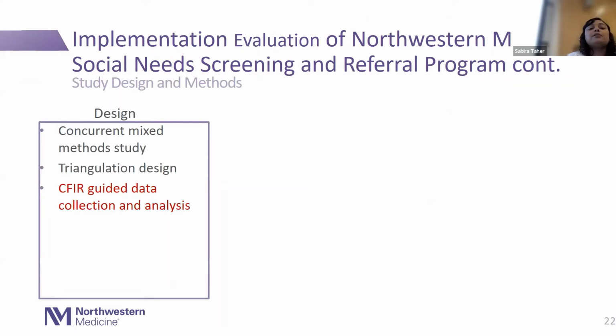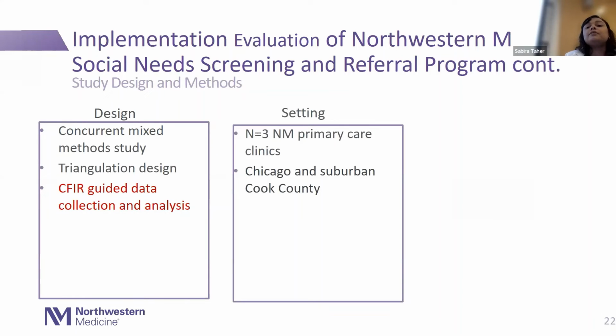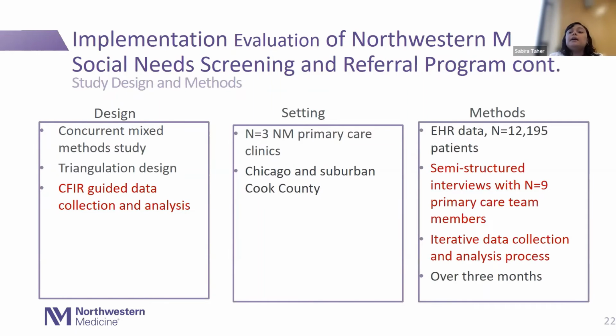So the design was a concurrent mixed methods study. We used a triangulation design where we collected quantitative and qualitative data, and our qualitative data validated our quantitative results. CFIR guided data collection and analysis. The setting was 3 Northwestern Medicine primary care clinics in Chicago and suburban Cook County. And we utilized EHR patient data from 12,195 patients, semi-structured interviews with 9 primary care team members, and an iterative data collection and analysis process until data saturation was achieved. And this was conducted over 3 months.